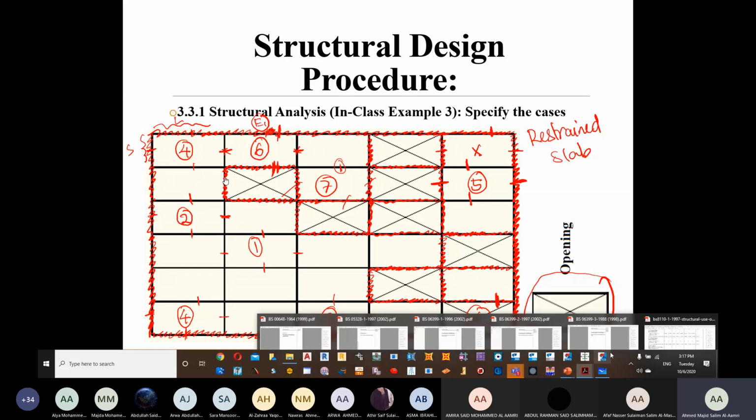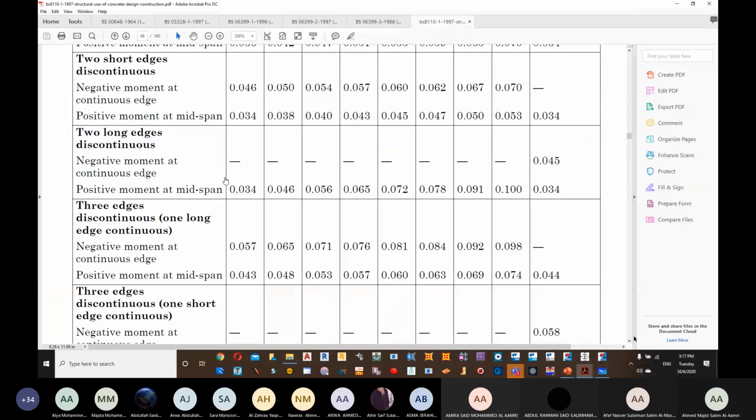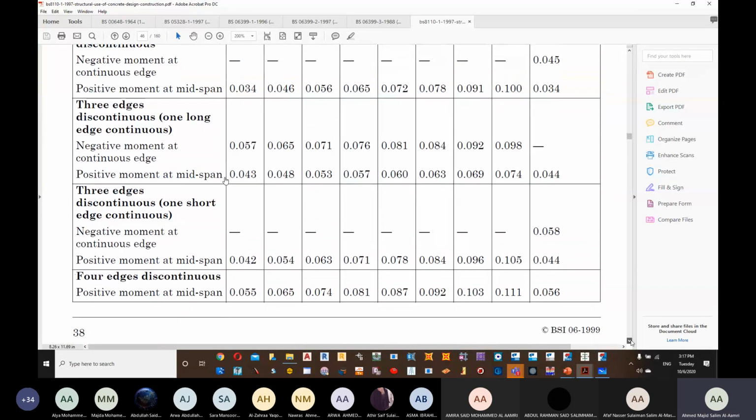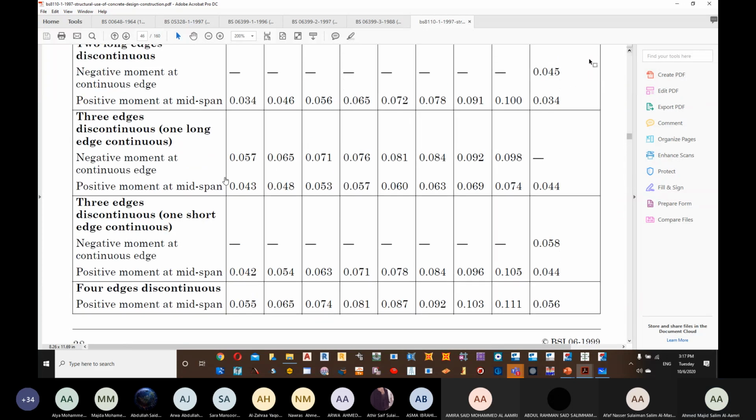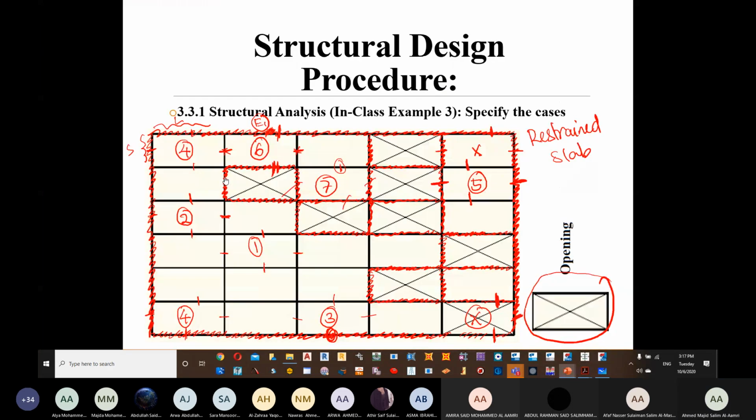Now going for case number 8. It says for case number 8, 3 edges discontinuous. So 3 of them are discontinuous. Only 1 is continuous. Which one? Short. So 3 are discontinuous, only 1 is continuous. We'll go here. And this is going to be case number 8 now.